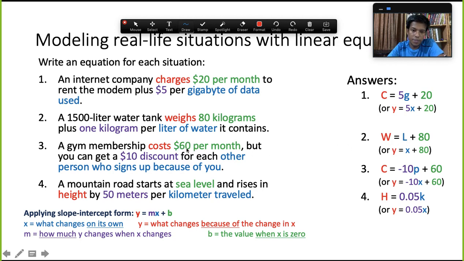Here you have $60 per month for a gym membership, but you can get a $10 discount for it. So it is a discount, that's why minus 10p, and $60 is the starting value. Minus 10p, why? Because it is a discount.